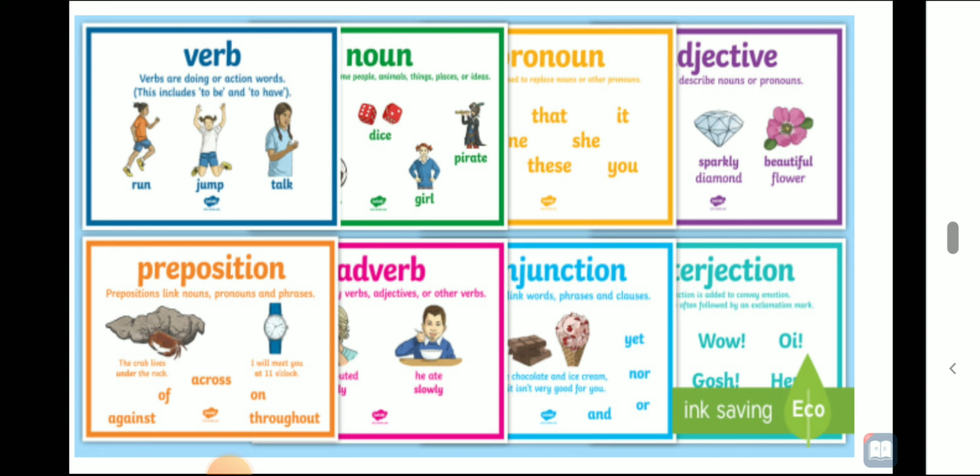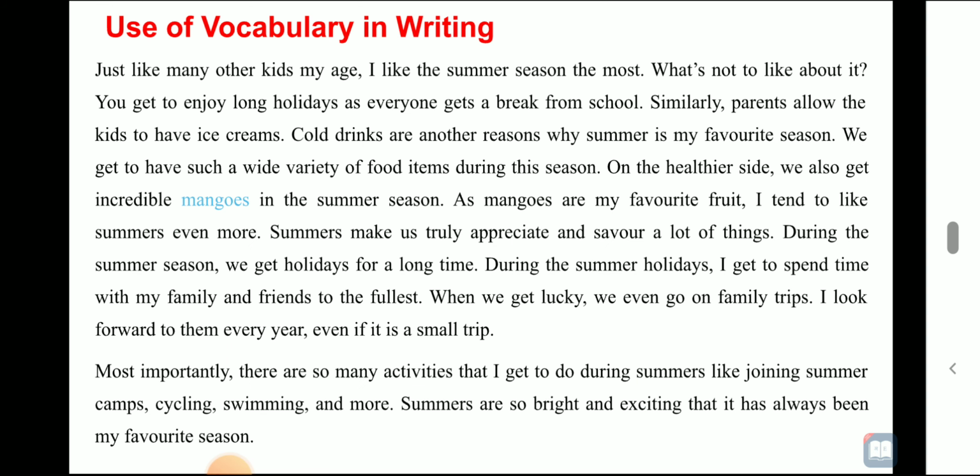These parts of speech you have to practice if you want to improve your word building. Right from verbs, nouns, adjectives, then adverbs. These are basically the important parts of speech when it comes to vocabulary building. Again, use of vocabulary in writing is very important here.